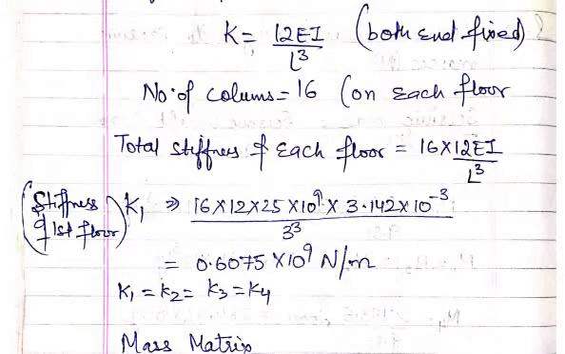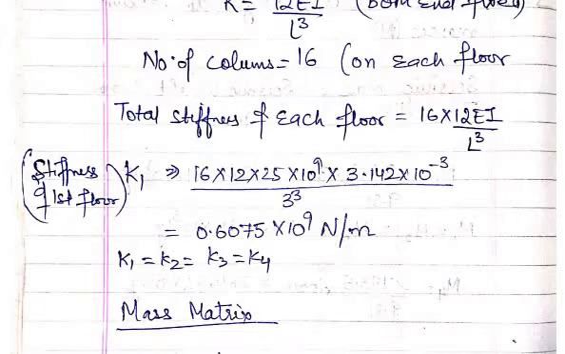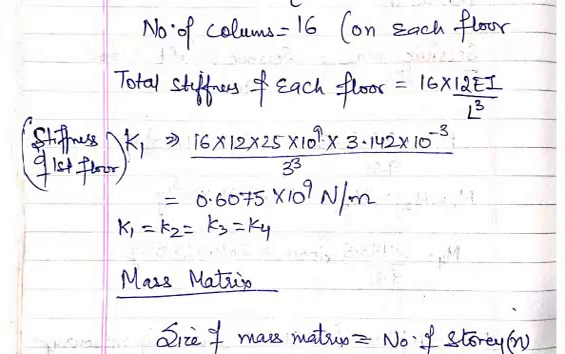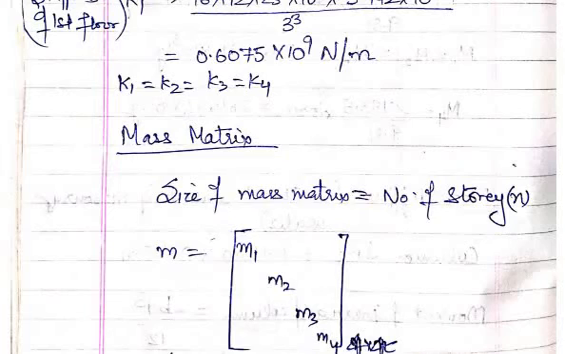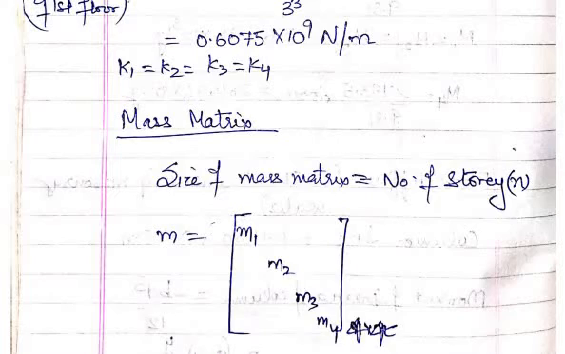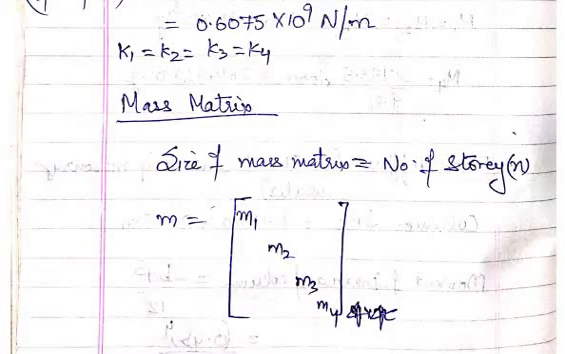Then K1 is equal to K2, equal to K3 and equal to K4. This is about the stiffness. Now we will go for the mass matrix. The size of the mass matrix is equal to the number of stories. Then M is M1, M2, M3, M4. This is the mass matrix. The masses of the different stories, from mass 1 to mass 4, are written in diagonal form.